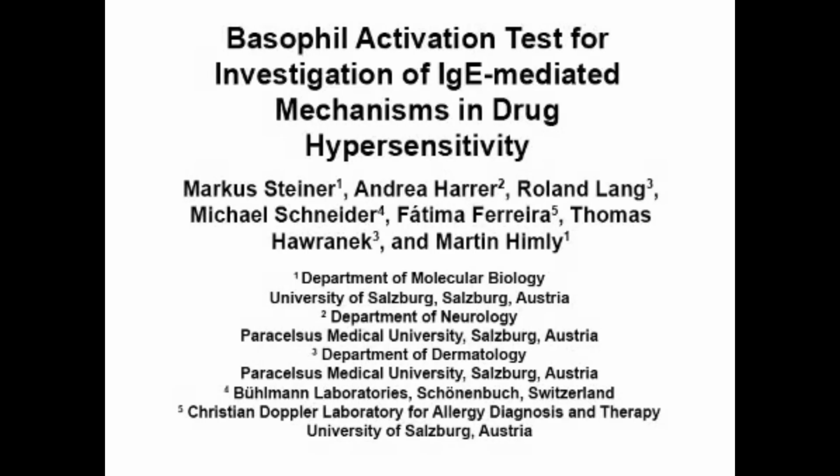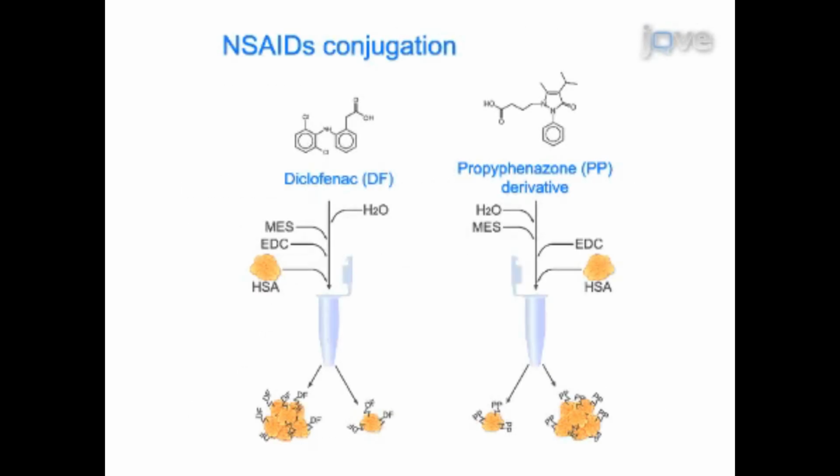The overall goal of the following experiment is to detect IgE-mediated drug hypersensitivity by the Basophil Activation Test using well-characterized, haptenized drug carrier protein conjugates. This is achieved by first chemically linking a drug via an intrinsic or organochemically introduced carboxy group to lysine residues of human serum albumin.